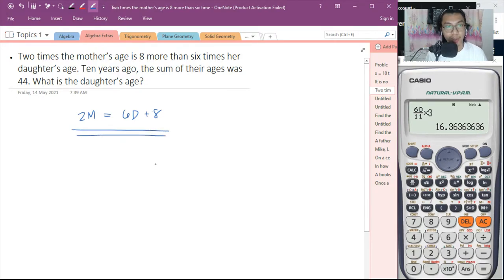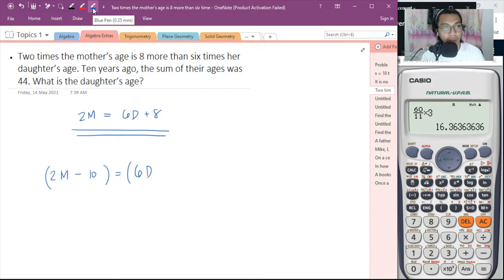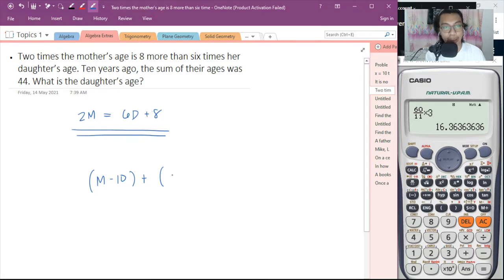Okay? 10 years ago, the sum of their ages was 44. So, 10 years ago, okay? Ay, hindi. Mali pala yan. Mali yung pagkakaintindi natin dyan. This is the condition. Binigay yung unang condition and then binigay sa'yo yung second condition. 10 years ago, so yung age ni mother minus 10 plus yung age ni daughter minus 10 is 44.